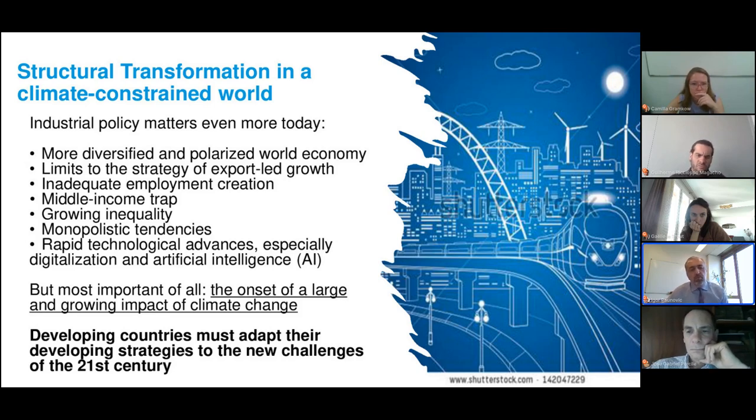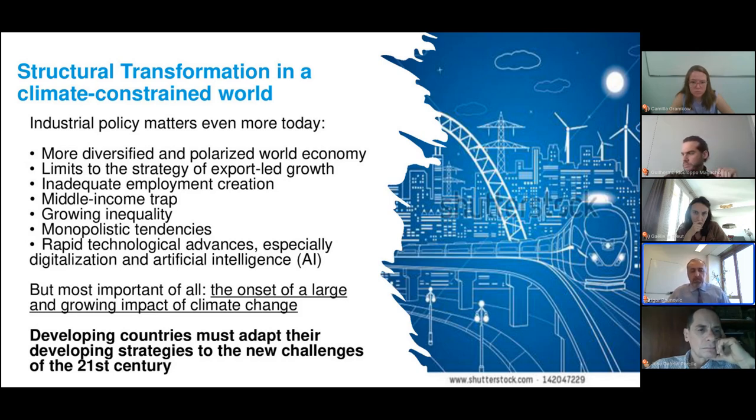Now, to move to what we called the climate-constrained world, we think that industrial policy matters even more today because the global economy is more diversified and polarized. There are limits to the strategy of export-led growth. It cannot be used as it was in the previous decades. There is inadequate employment creation, the middle income trap, growing inequality, monopolistic tendencies, especially in IT sectors, but in many other sectors as well, and rapid technological advances. But the most important of all is the onset of a large and growing impact of climate change. And now we all have to deal with that impact.